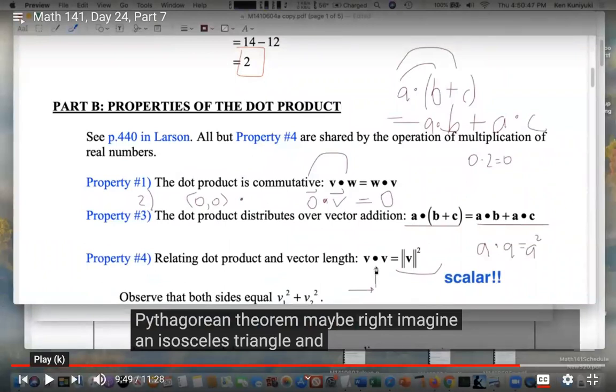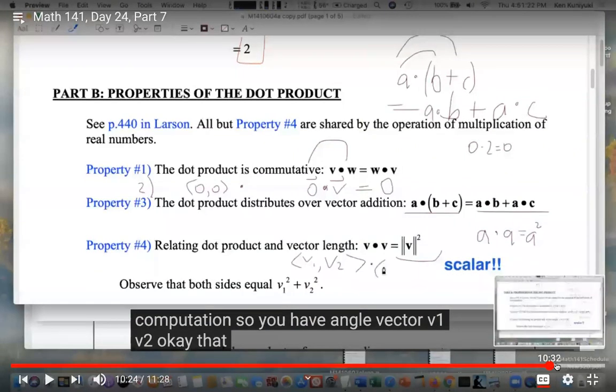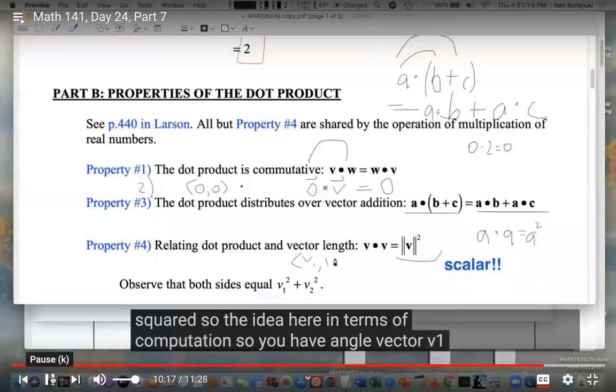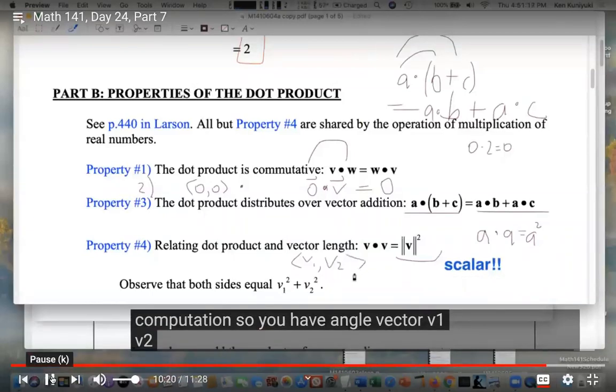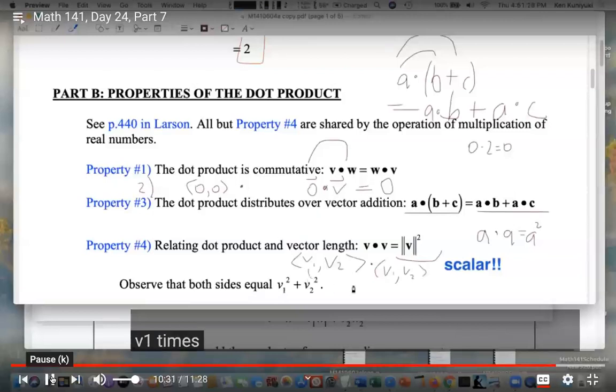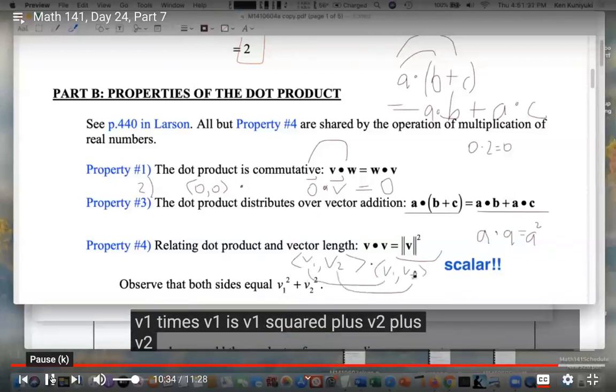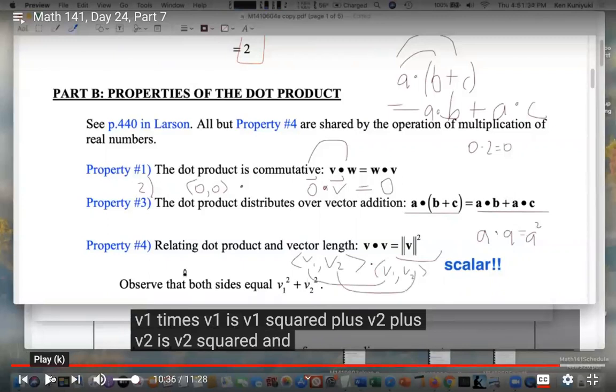Let's see, what else? Oh yeah, so V2 times V2, not V2 plus V2. That's over here. Dot product it with V1, V2. V1 times V1 is V1 squared, plus V2 times V2, right. So those are my two corrections.